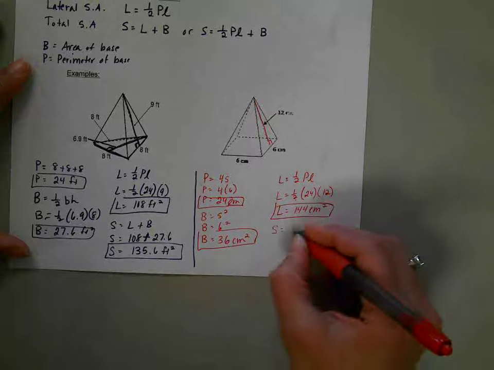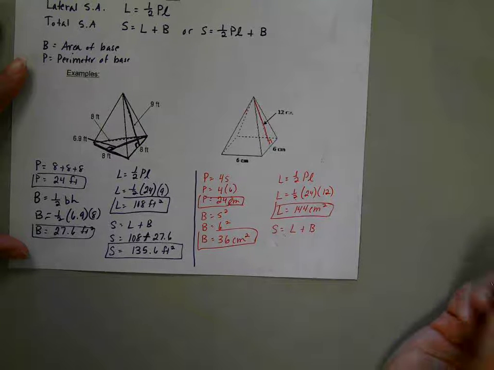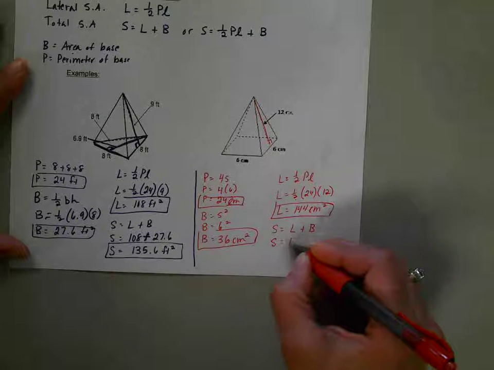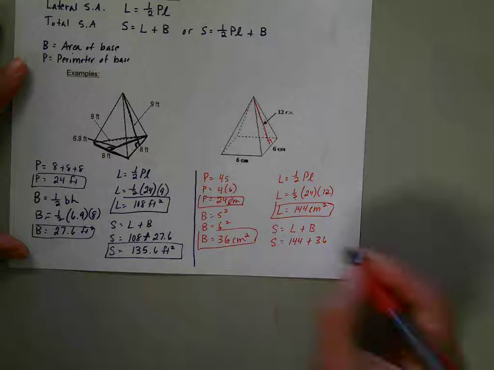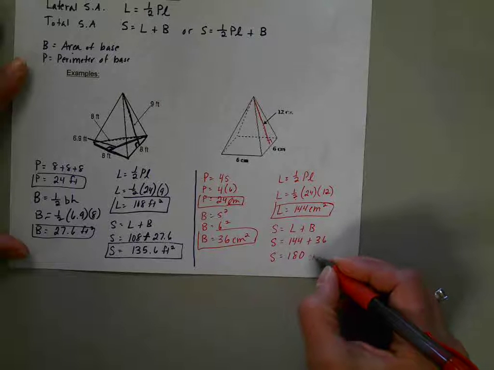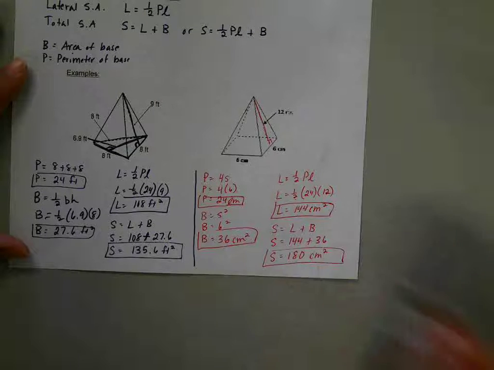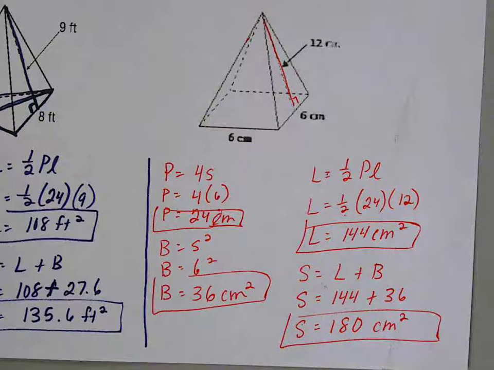And then my total surface area, I already have my lateral and I already have my base, so it's just L plus B. Total surface area is 144 plus 36. So my total surface area is 180 square centimeters. We'll go more in depth in class, but right now what you need to know is to find the perimeter of the base, the area of the base, and then substitute those in for lateral and total surface area.